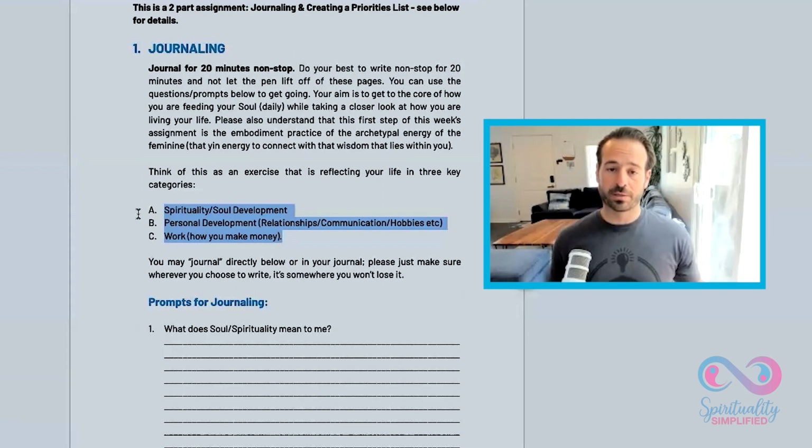The second being personal development, which is your relationships, your communications, your hobbies, things like that. And then we're going to actually separate work from your personal development, because your personal development is really like personal, right? It's not business. It's not making money. It's not work. That's separate.